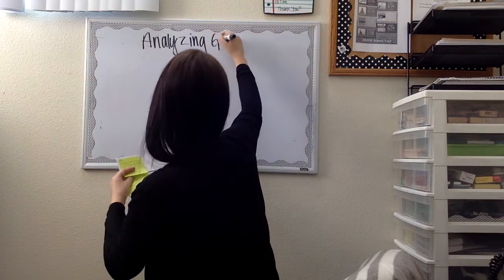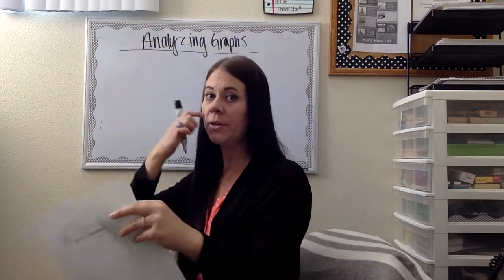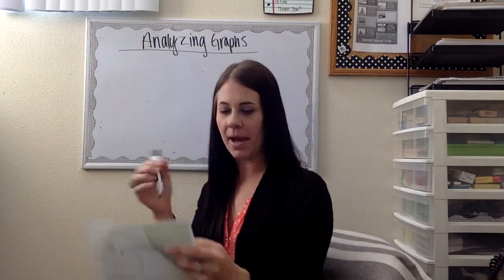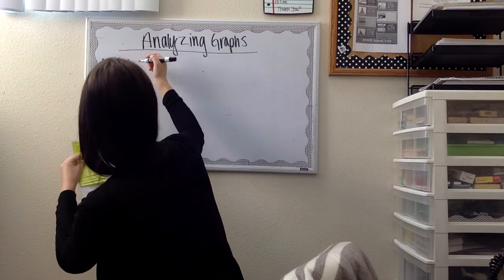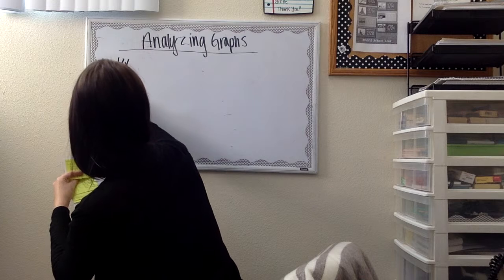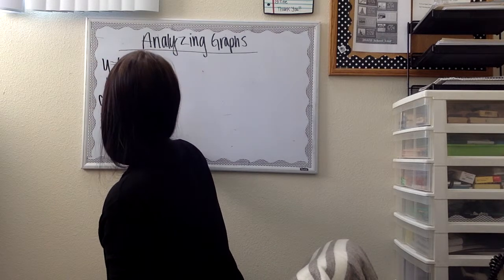Analyzing graphs. So let's do a small review. If I write, you write. We are in the form y equals kx. K is your constant of proportionality.